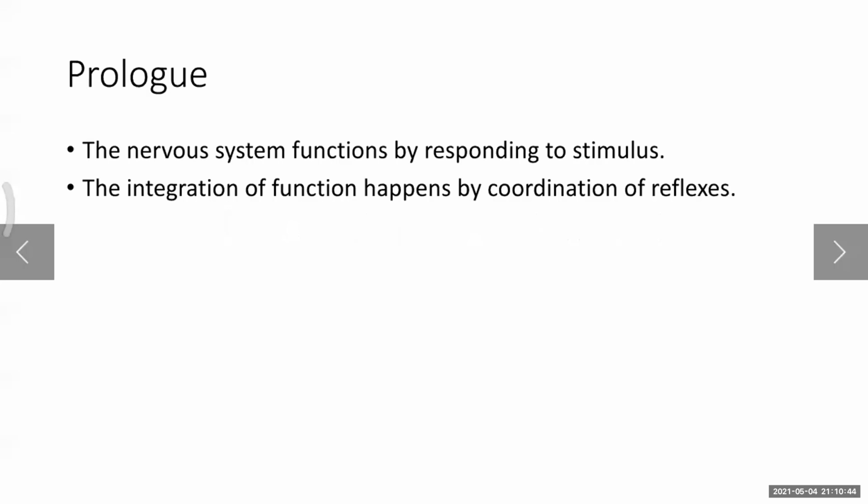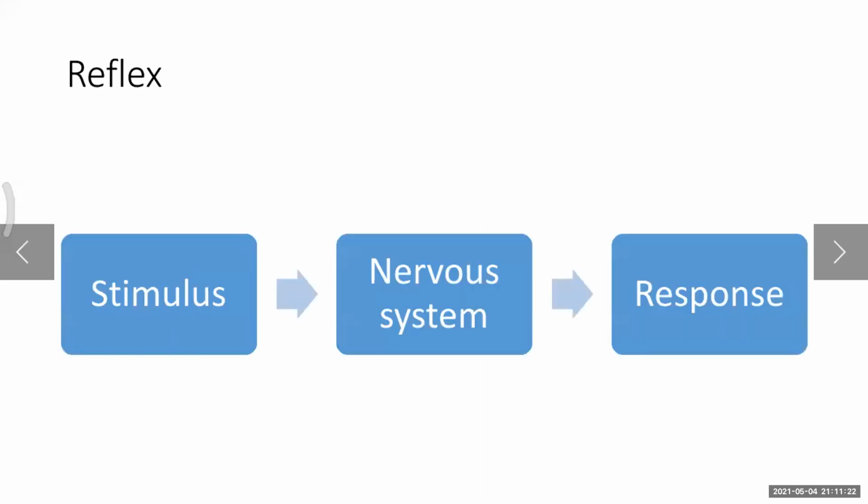So with this brief introduction, the basic idea behind this is that the nervous system functions by responding to stimulus, and the integration of the function happens by coordination of various reflexes. So he tells us that the nervous system functions by coordinating multiple reflexes, and stimulus forms the basis for all the movements and responses we are producing currently. So this is the famous reflex model, and to date when we teach, this forms the basis of many of our early periods of teaching for the students.